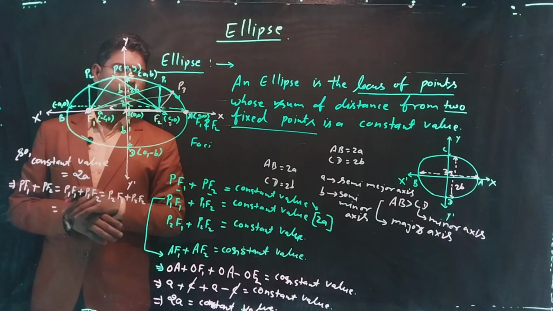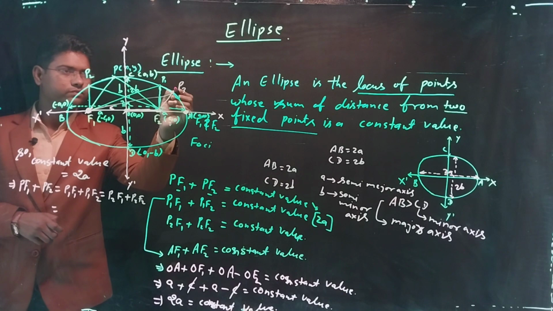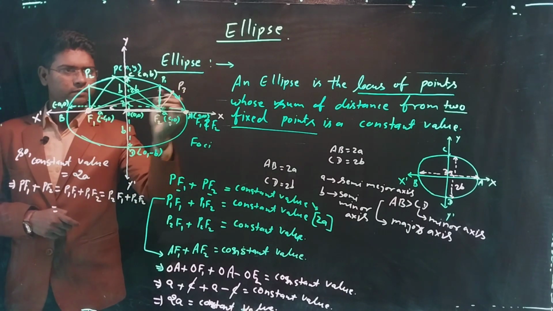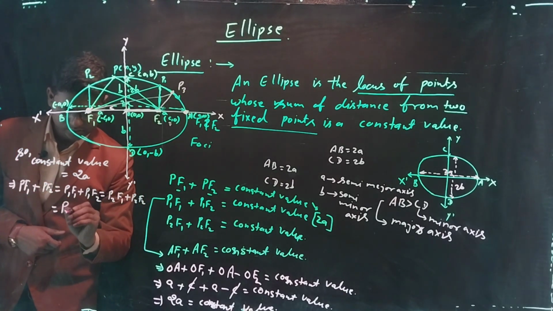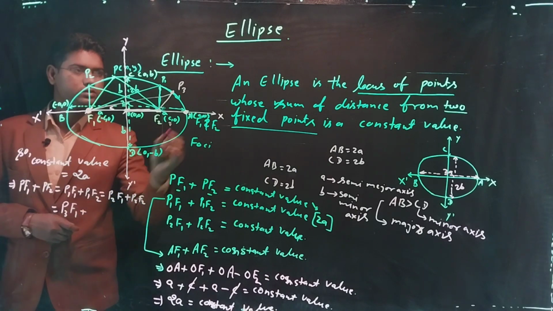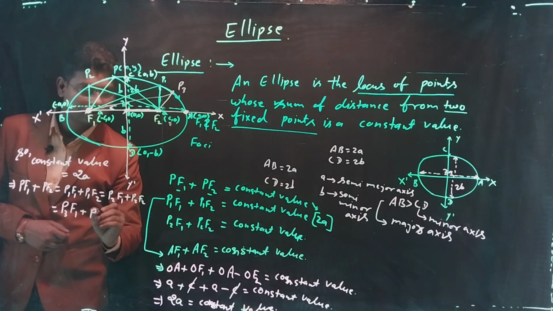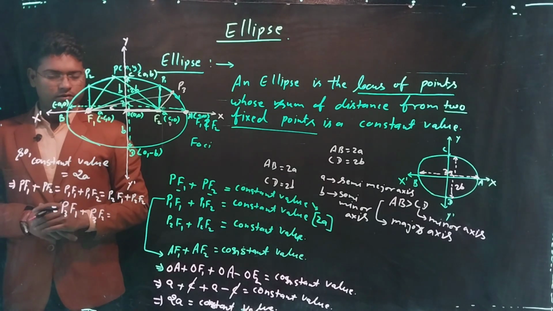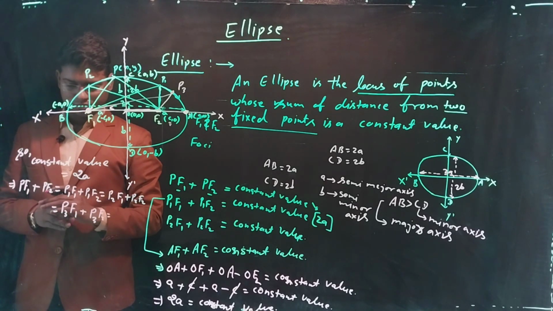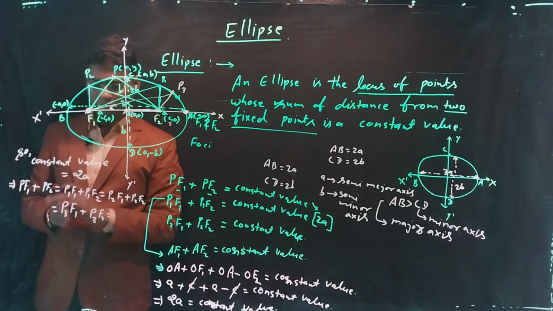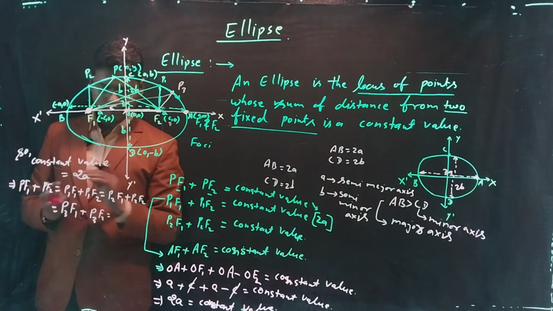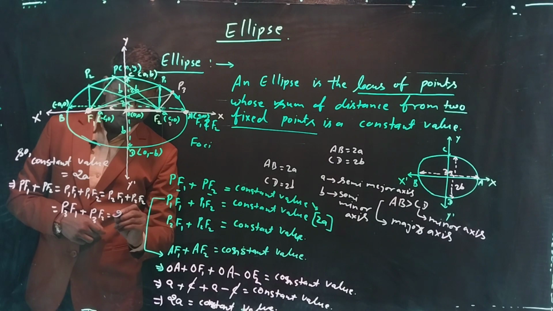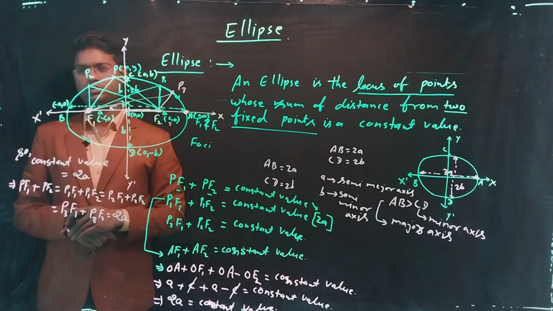Now we consider another point on the ellipse, P3, and after connecting, this will be P3F1 and this will be P3F2. Then how can we write P3F1 plus P3F2? All the value will be equal to 2a.